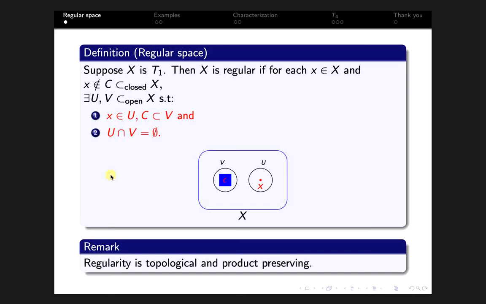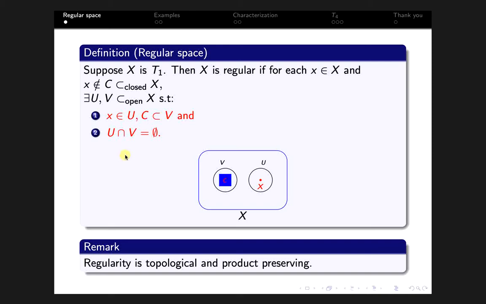So in this lecture we always consider the topological spaces to be T1. Okay, so that is, the singleton sets are closed in the space. So let us define regular spaces. Suppose X is T1. As I said, we will consider the spaces to be T1.